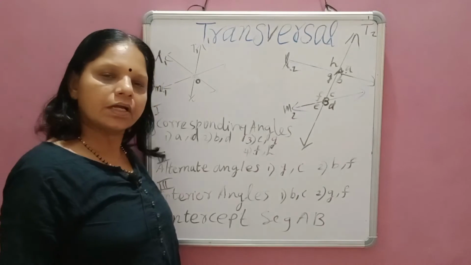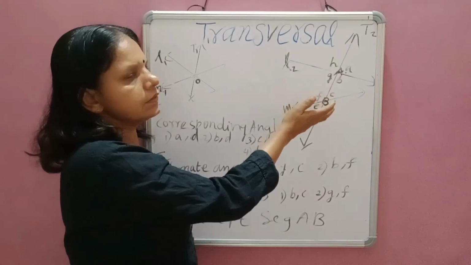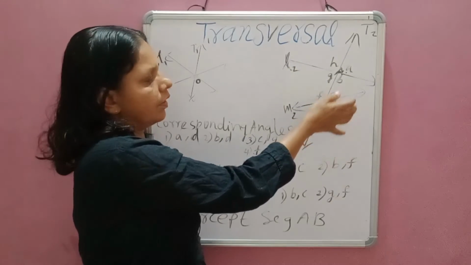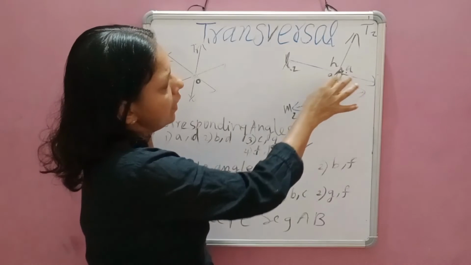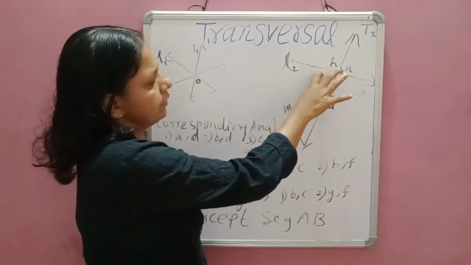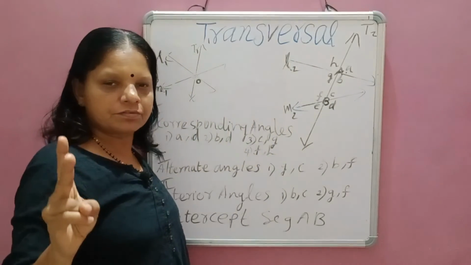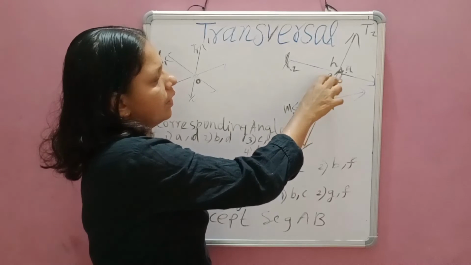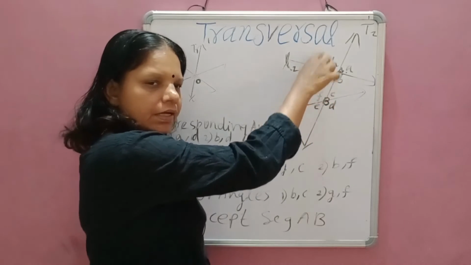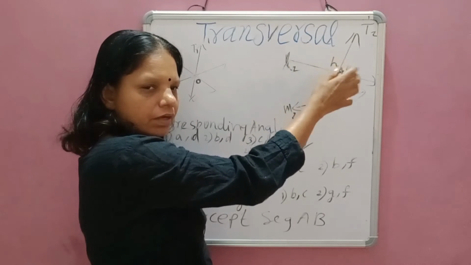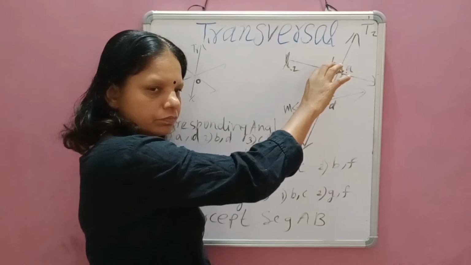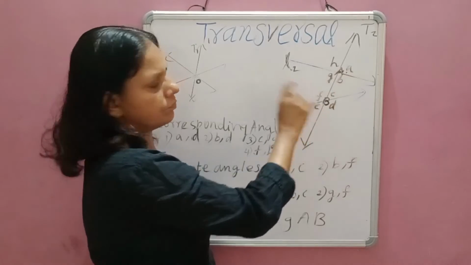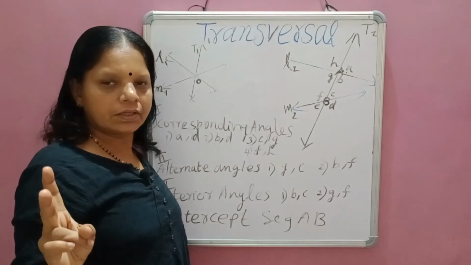Now next one, alternate angles. Alternate angles are within the lines. Only within the lines. And which are they? B and F, G and C. Only two pairs. C and G are on the other side of the transversal and above. C and G, not adjacent. B and F. So two pairs of alternate angles.